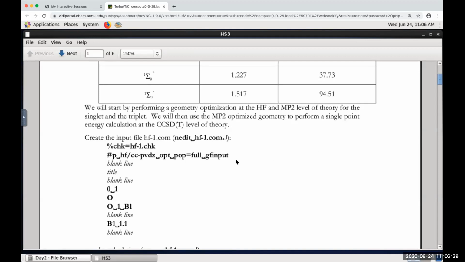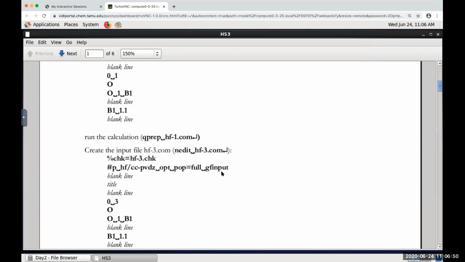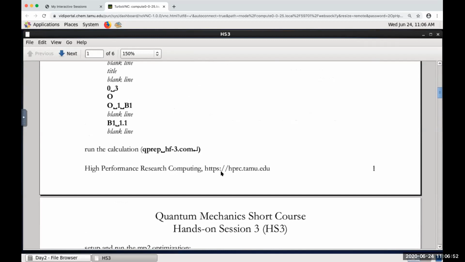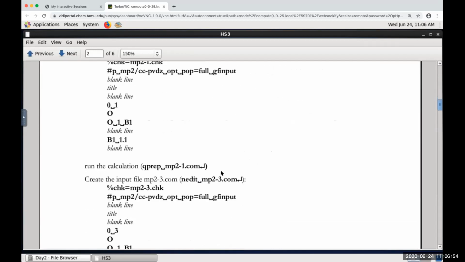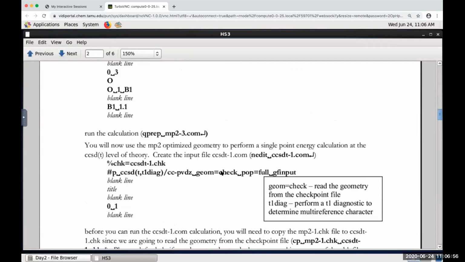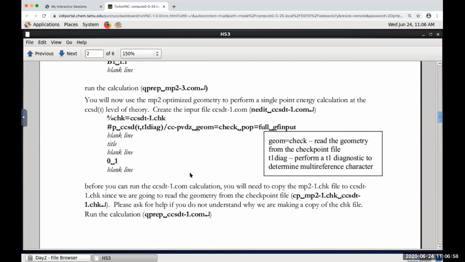So we're going to take the MP2 optimized geometry. We're going to read that in from the checkpoint file, and we're going to correct the energy at the CCSD(T) level, and that's down here. So what I have you do is create an input file for the CCSD(T) calculation. You'll notice I did not put parentheses in the file name.